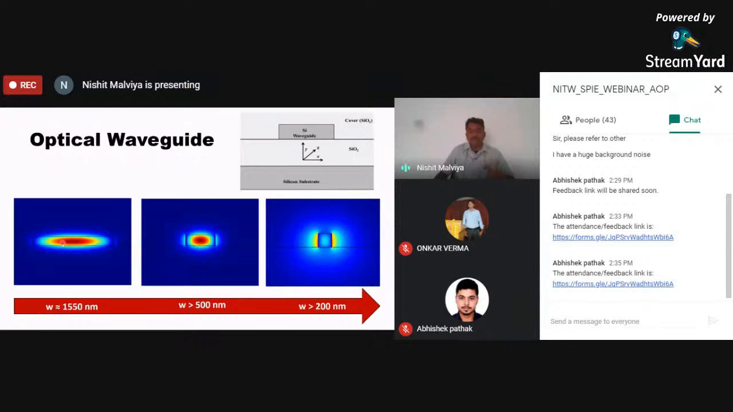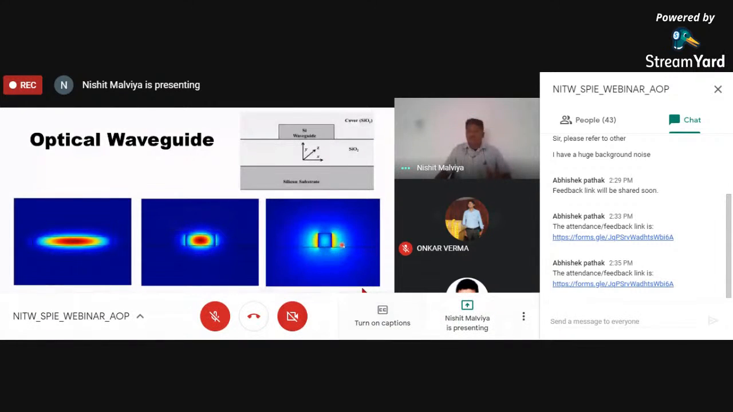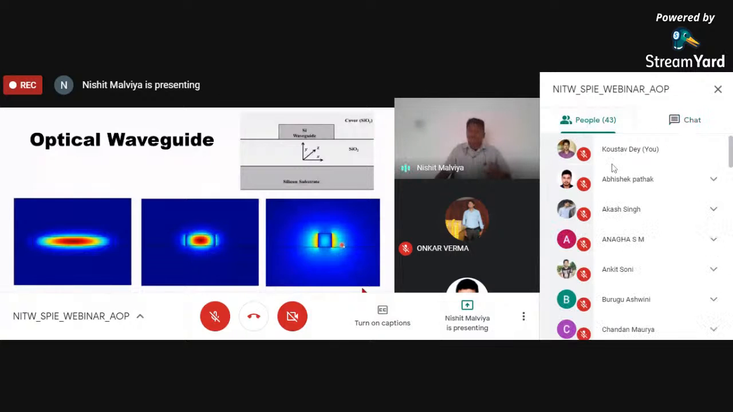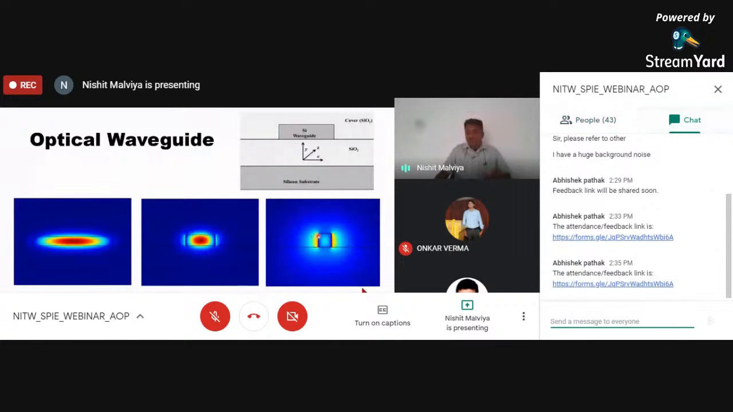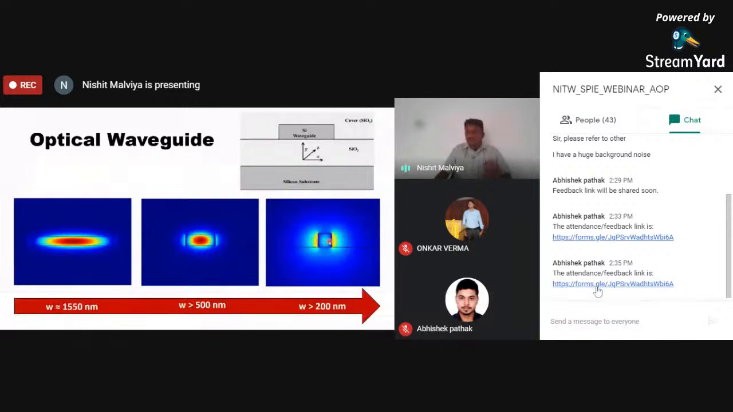Here most of the electric field is confined in the core region, but some of the light is in the discontinuity, when the waveguide is approximately between 1550 nanometers and 500 nanometers. When we reduce the waveguide to 200 nanometers, what happens? More light is in the discontinuity at the boundary, and the confinement of the light is reduced. So this is the disadvantage.